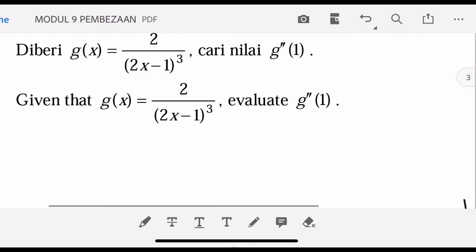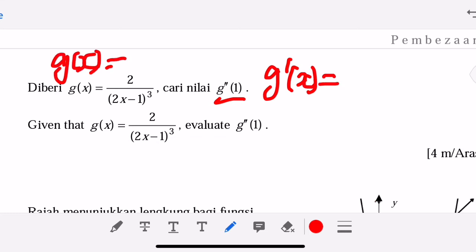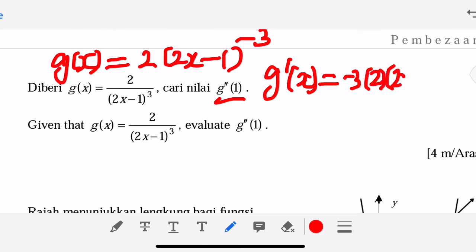Now we have solved number 7. Now let's go to the next question. You are asked to find g double prime of 1. So that means you have to differentiate twice. So the first time you differentiate, before you differentiate, you express it in power form, negative 3. So you have to times the 2, then (2x minus 1) to the power of negative 4, then don't forget you have to differentiate inside the bracket.